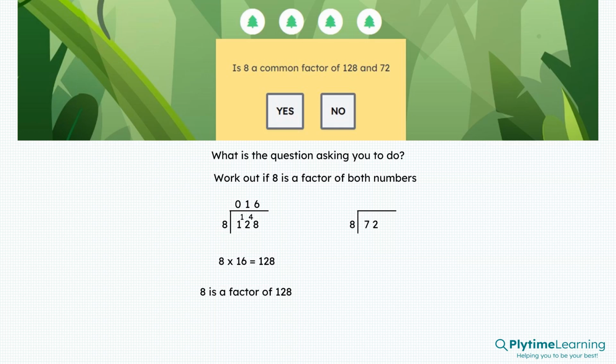What about the number 72? 8's into 72. 8's into 7 is 0. We carry the 7 forward. 8's into 72 is our times tables. 9 8's are 72. 8 times 9 equals 72. So 8 is a factor of 72. So the answer is yes. 8 is a common factor of both 128 and 72.